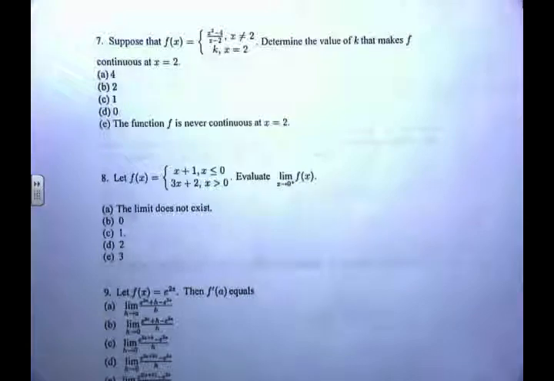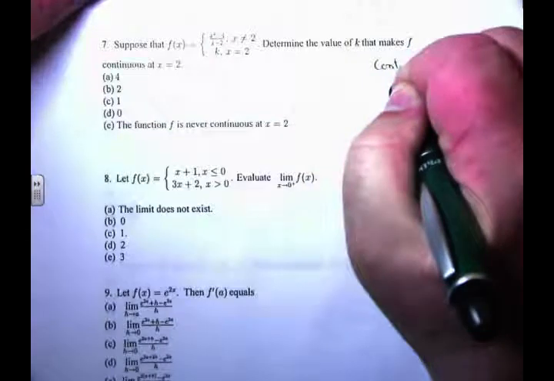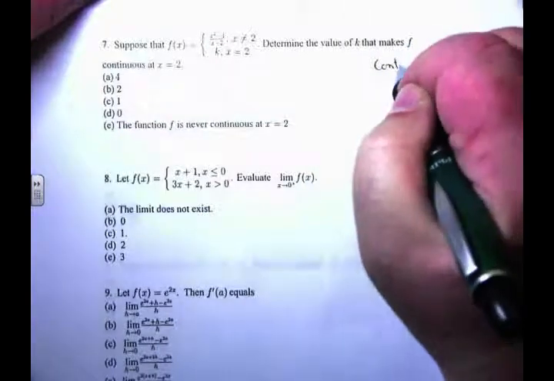This one you did see on one of your calculus exams. Suppose that f of x is equal to x squared minus 4 over x minus 2 when x is not equal to 0 and k when x equals 0. Determine the value of k that makes the function continuous. Now, this is your calculus definition of continuous, chapter 1. All right, for a function to be continuous, let's talk about that word. Make sure you remind yourself of this stuff.